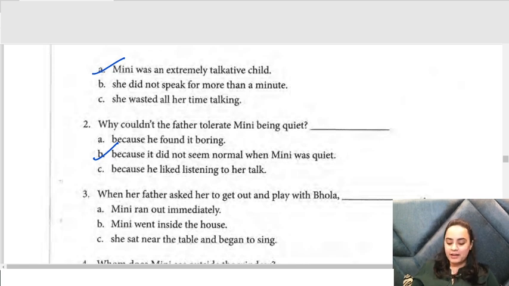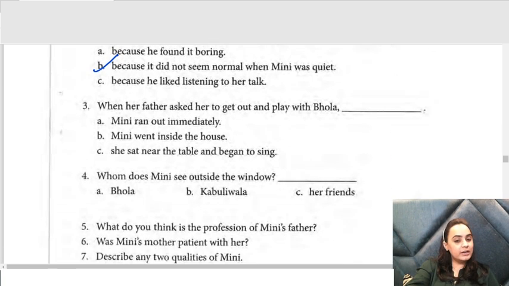When her father asked her to get out and play with Bhola, what did Minnie do? Did she run out immediately? No. She went inside the house? No. She sat near the table and she began to sing. Whom does Minnie see outside the window? What did she shout? Kabuliwala.